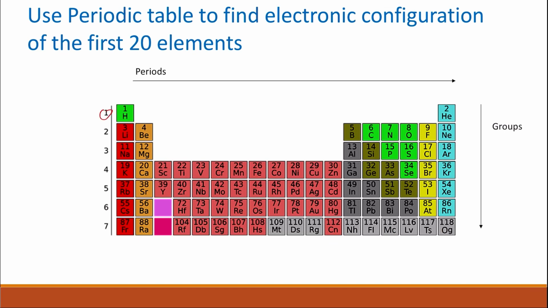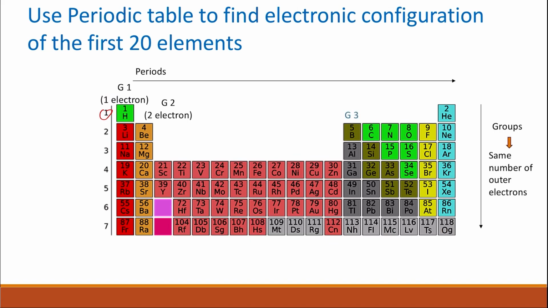so on, and groups, which are the columns. In each group, the elements within the same group will have the same number of outer electrons, or the same number of electrons in the outermost shell of electrons. So group 1 elements will all have one electron in their outermost shell. Group 2 elements will have two electrons in their outermost shell.